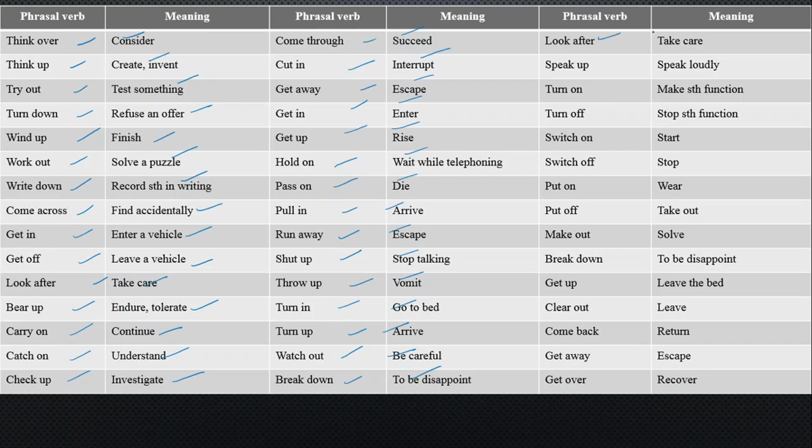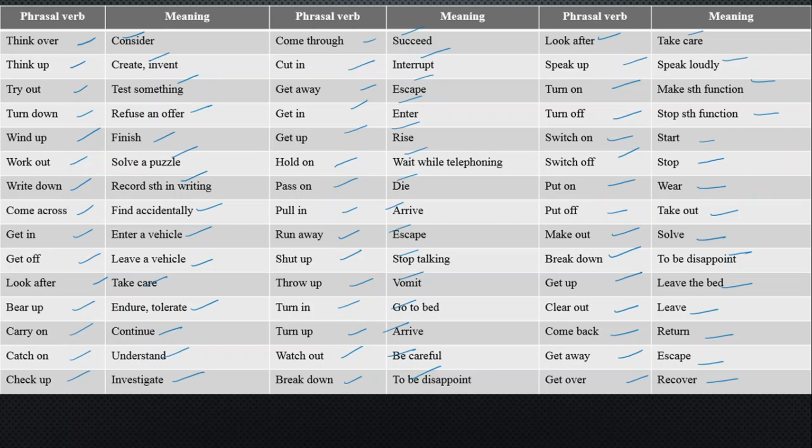Look after, take care. Speak up, speak loudly. Turn on, make something function. Turn off, stop something functioning. Switch on, start. Switch off, stop. Put on, wear or dress in. Put off, take out. Make up, make out, solve. Break down, to be disappointed. Get up, leave the bed. Clear out, leave. Come back, return. Get away, escape. And get over, recover. So these all are known as your which verbs?